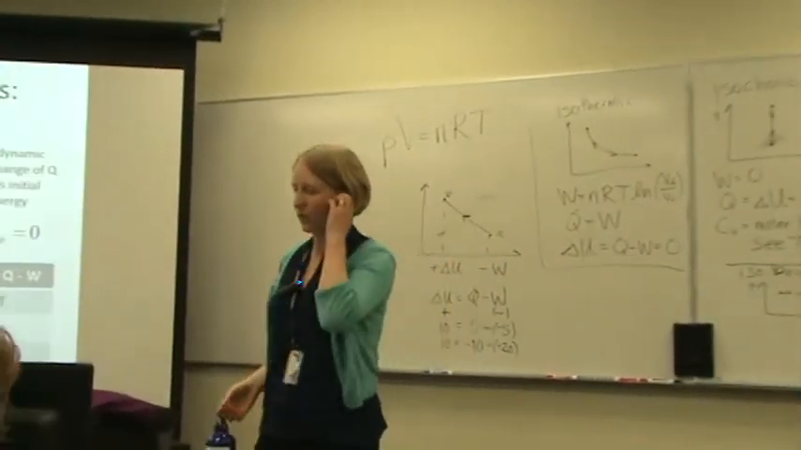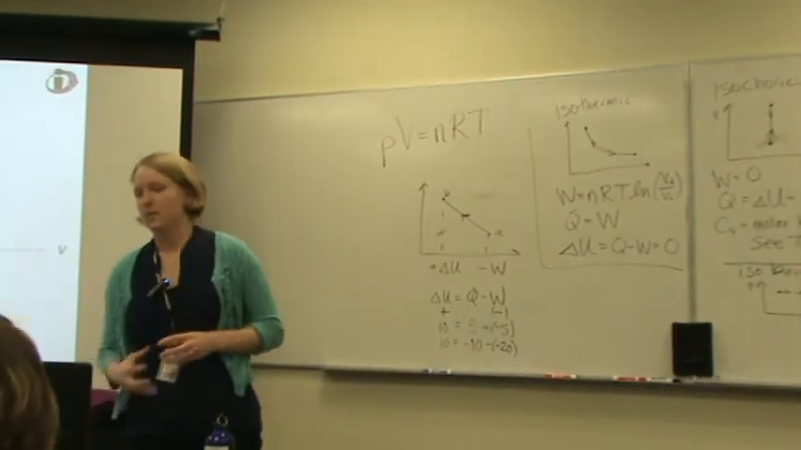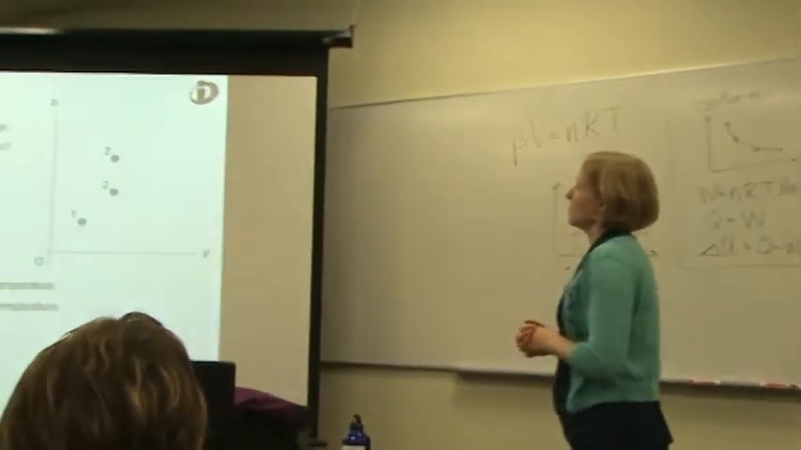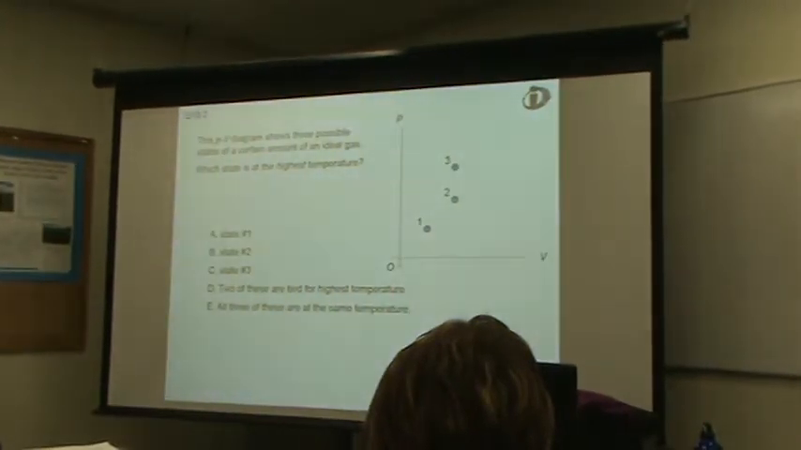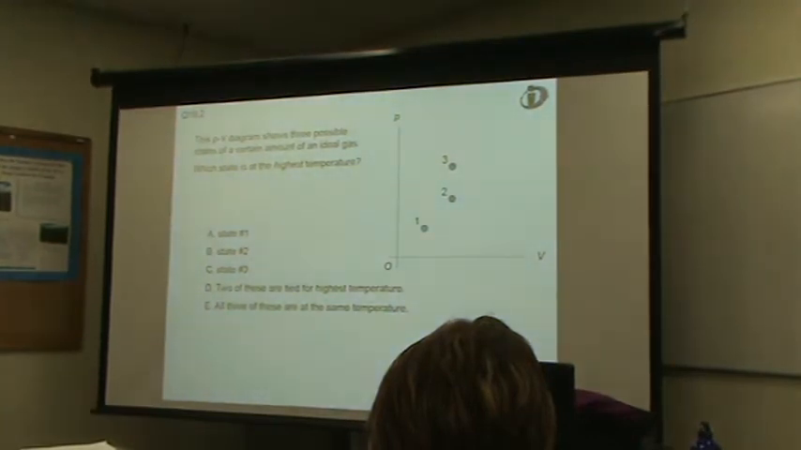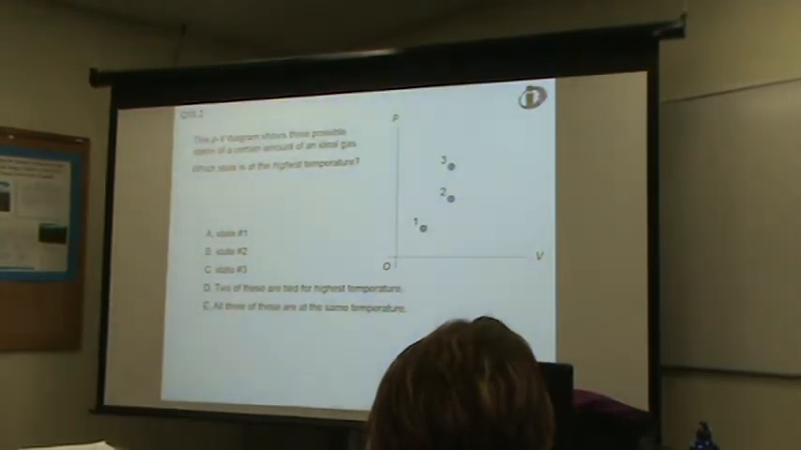Summarize what we've learned before moving on to something new. All right, question 18.2. This PV diagram shows 3 possible states of a certain amount of an ideal gas. Which state is at the highest temperature? And if it's hard to tell, 2 and 3 are vertically aligned.